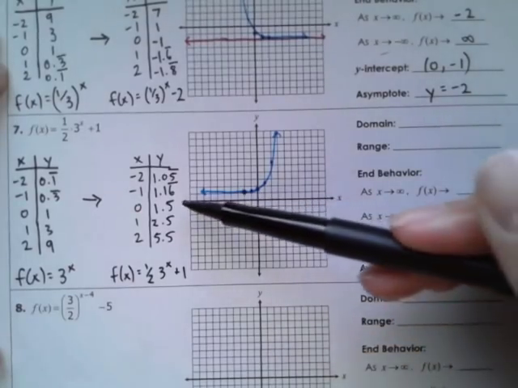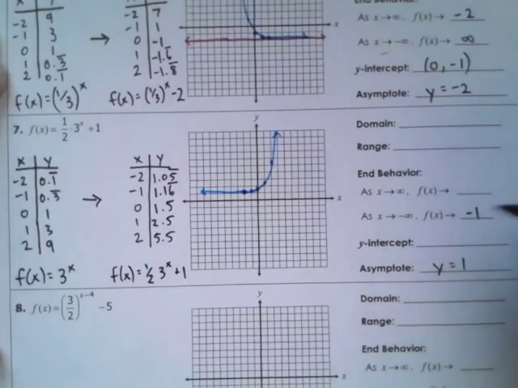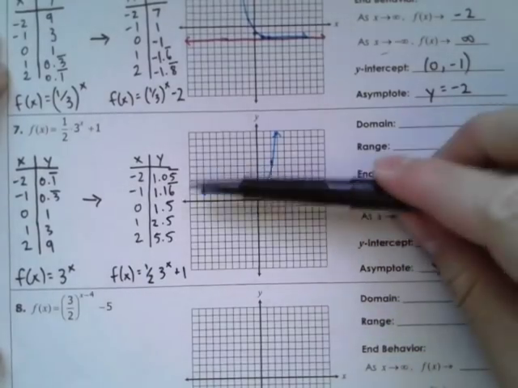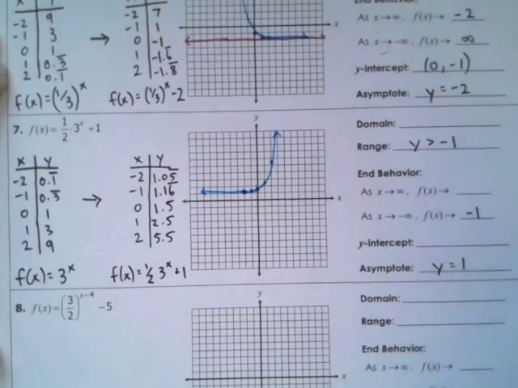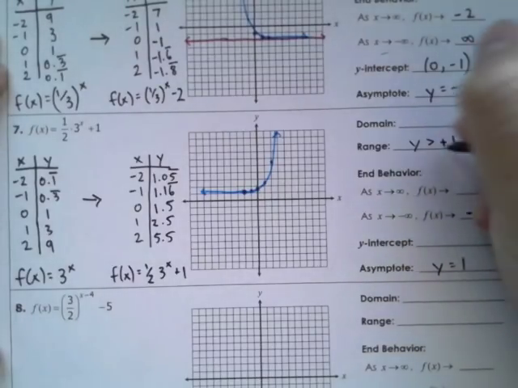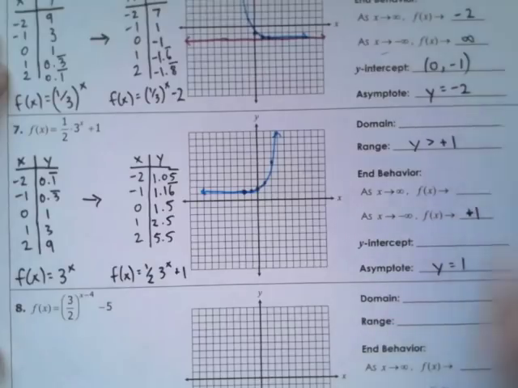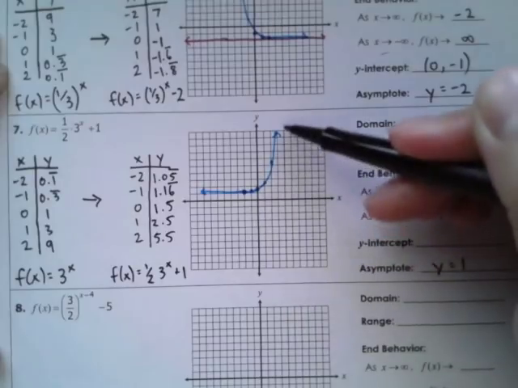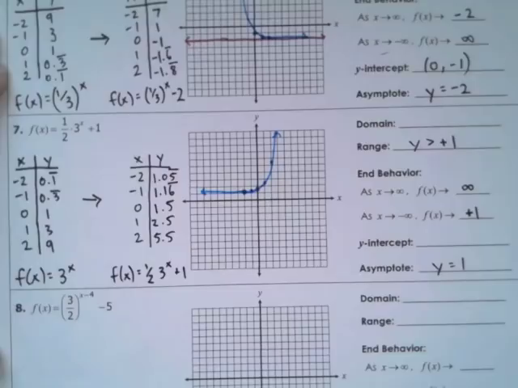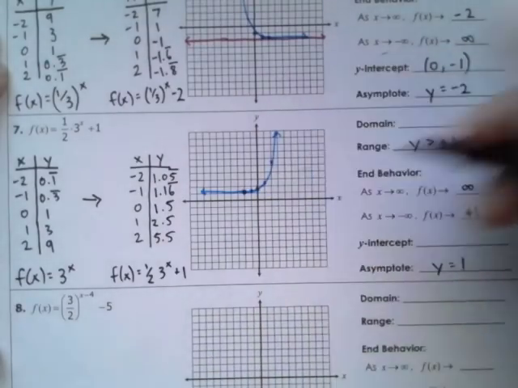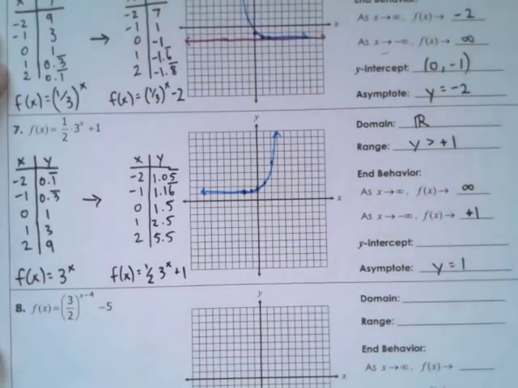As x goes towards -infinity, I know it's going to approach 1, and then my range is going to be all y values greater from that point. So y greater than 1. Sorry, this is not -1, it's +1. I apologize for that, it's +1. As x goes towards +infinity, f of x increases, so f of x goes towards infinity. There's no restrictions to what I can plug in here, so my domain is all real numbers.